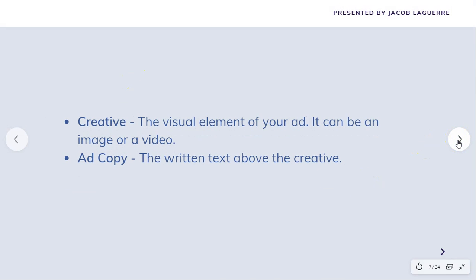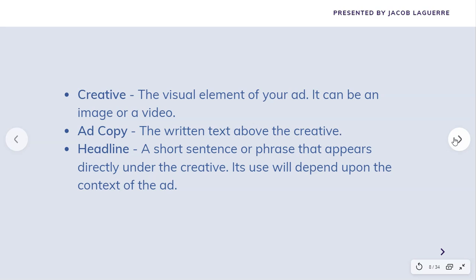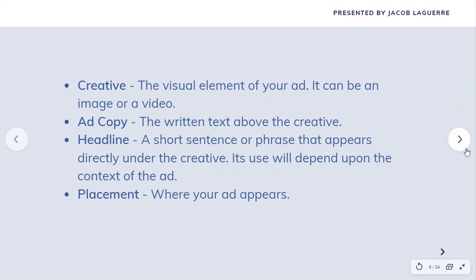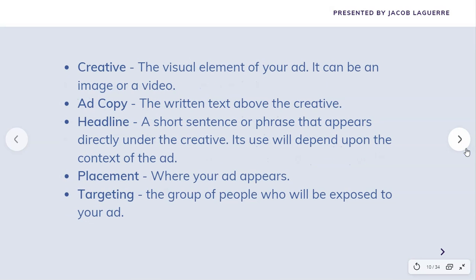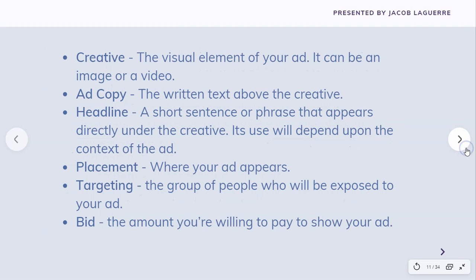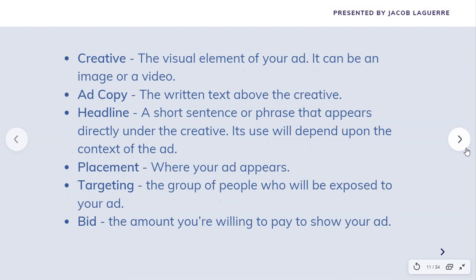Next we have the ad copy, which is pretty much the written text that we see above the creative. Next we have the headline, which is either a short sentence or phrase that appears directly under the creative, and its use is going to depend upon the context of the ad. Moving forward, we have the placement, which is where the ad actually appears. Then finally, we have the targeting, which is the group of people that's going to be exposed to your ad. And then there's the bidding, which is the amount that you're willing to pay to show your ad to that particular target audience.